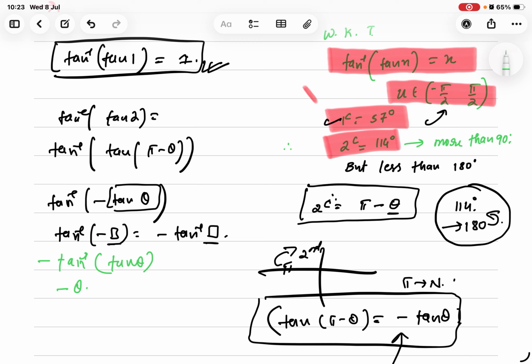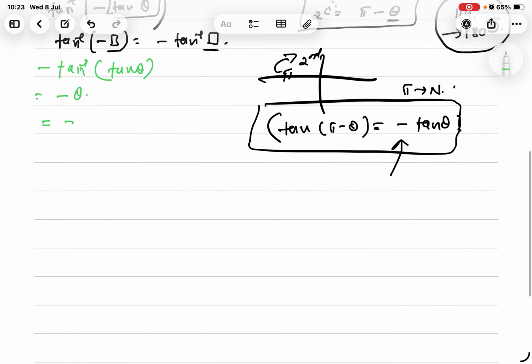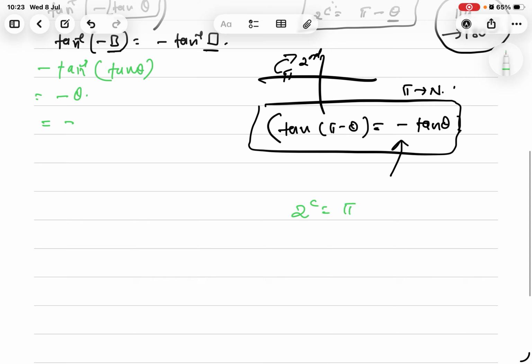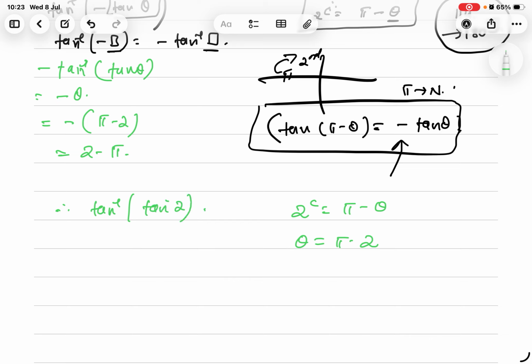Then you will get minus theta. Now what is the value of theta? That 2 radian is equal to pi minus theta, then theta is equal to pi minus 2, then minus of pi minus 2 becomes 2 minus pi. Therefore tan inverse of tan 2 is equal to 2 minus pi.